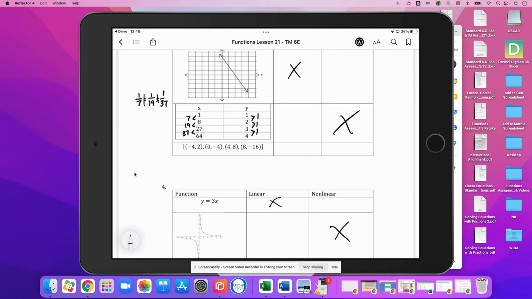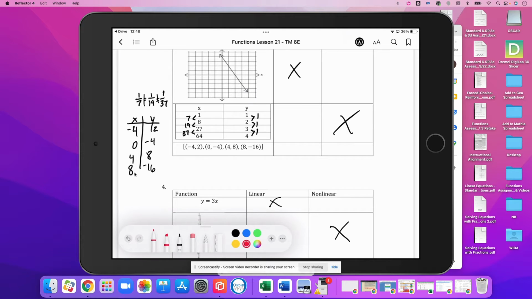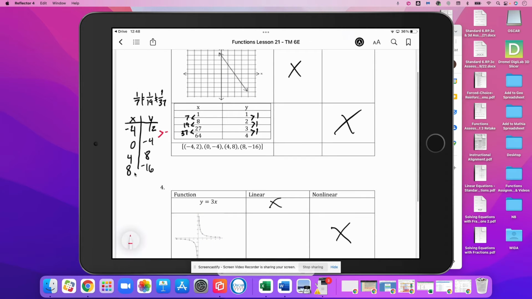Taking our set, -4, 0, 4 and 8, 2, -4, 8, and -16. So let's test it. We're going down by 6 here, then we're going up by 12, then down by 24.